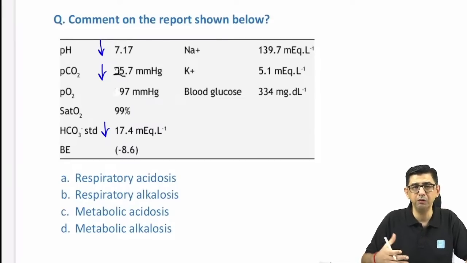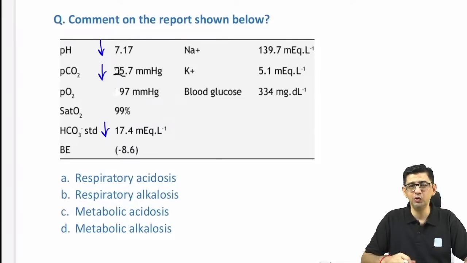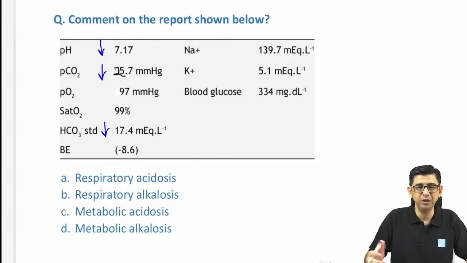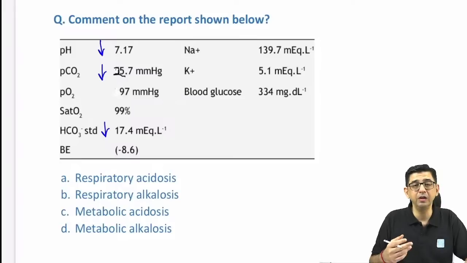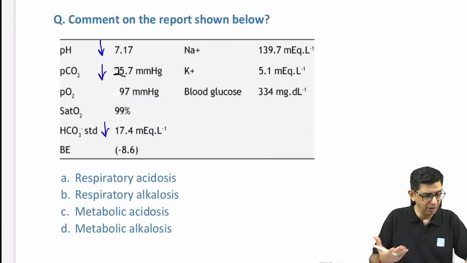It was a big report. Even electrolytes were given. The values of electrolytes may not be matching because obviously we cannot reach that exact value and people would not be remembering. But the point is, considering that all arrows are going in the same direction, pH, PCO2, and bicarbonate, this would be metabolic acidosis.